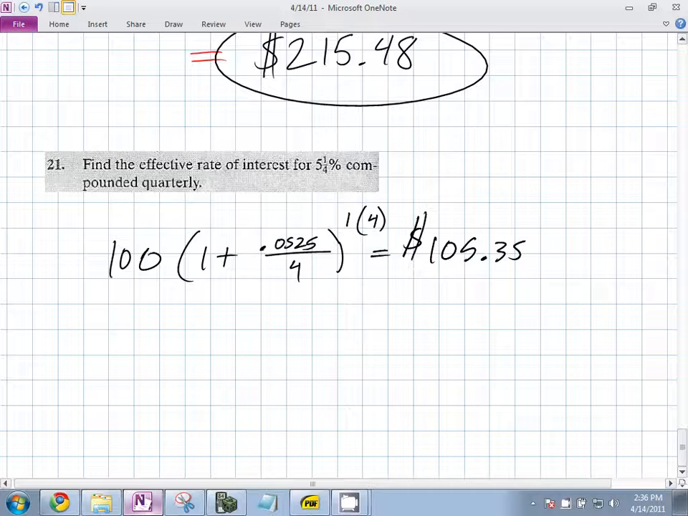It turned $100 into $105.35. I got 5. Bingo. 5.35%. Exactly. Look, it turned $100 into $105.35. So what's the effective rate of interest? 5.35. 5 1/4 compounded quarterly is the same as 5.35 compounded once.